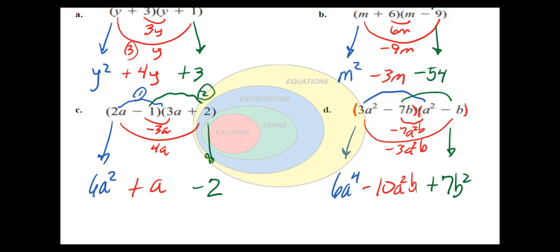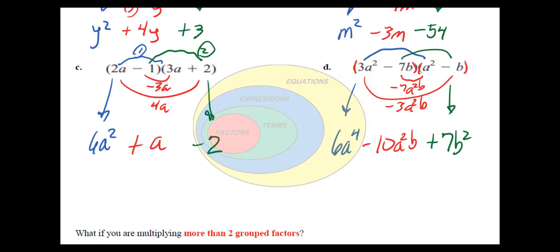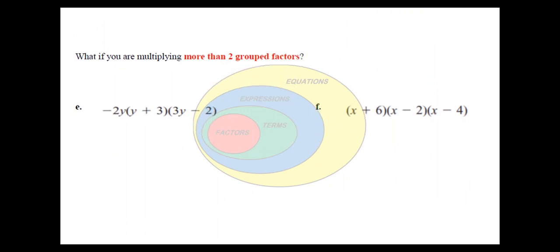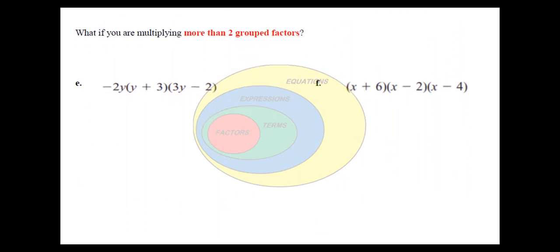All right, so now moving on. Again, we're practicing multiplying binomials. Now what happens if we have expressions that have more than two group factors? So here we just want to rely on good problem structure to make sure we keep track. We can only multiply two factors at a time.